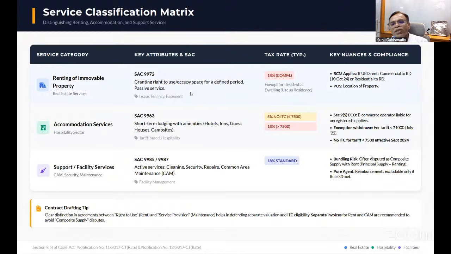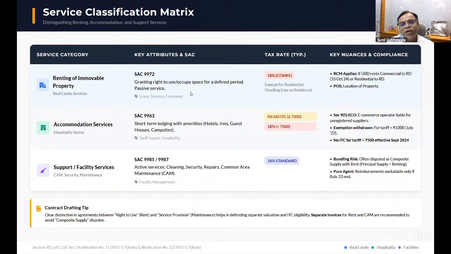This takes me to the next facet of discussion, which is relating to the different flavors within which this property renting types of transactions can come in. One simplistic and generic classification, of course, is renting of immobile property, which typically, in my view, would require an exclusive grant of a right to use or occupy a space, maybe for a defined period. It is more in the nature of a passive service. Typically, in these types of transactions, there is no additional value added service provided by the landlord, and it is not for a very short period. It is for a reasonably mid-term period. So it can be for a few months or years.